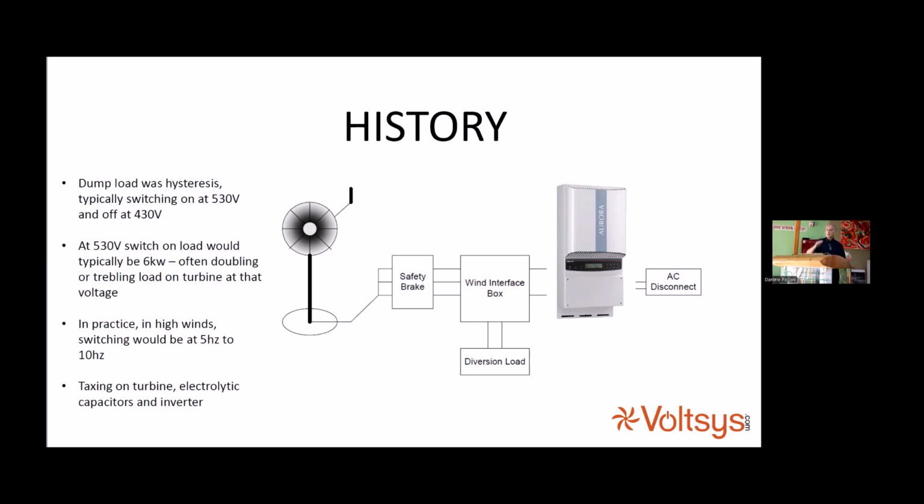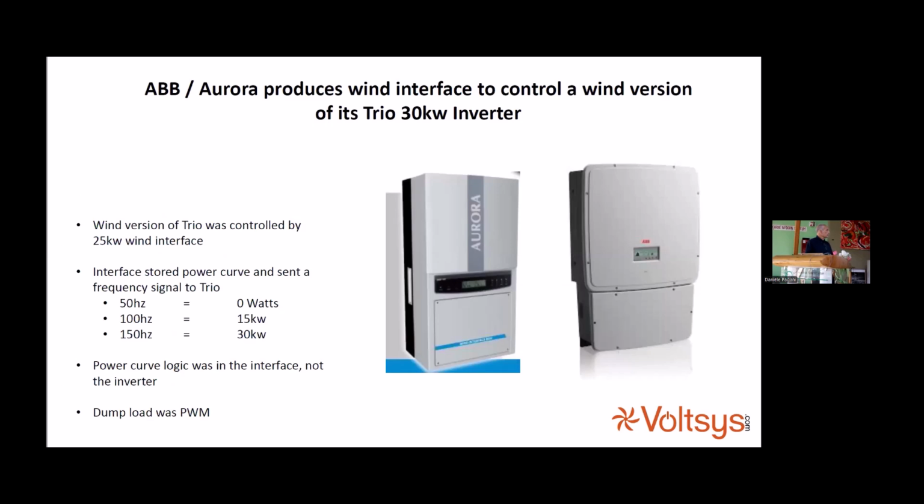And then, as the voltage fell like a stone, the dump load would come off again at 430 volts and the voltage would back up. And so the voltage would switch on and off between 430 and 530 volts. This brings stress to the electrics in the system, as the electrolytic capacitors are charging and discharging. You're putting more wear and tear on the system. It wasn't really ideal.